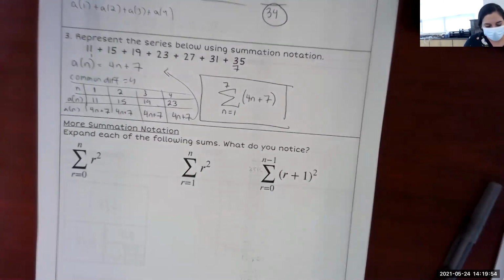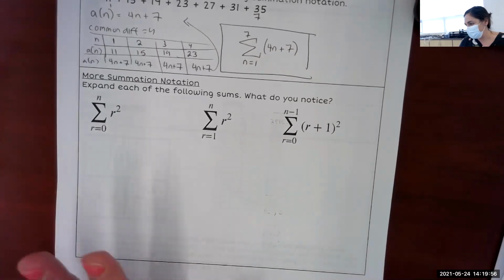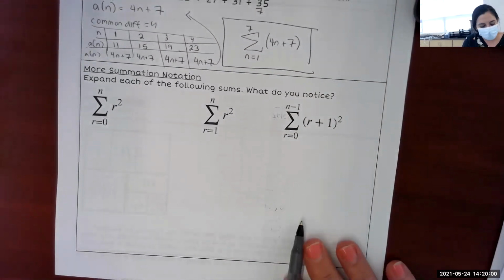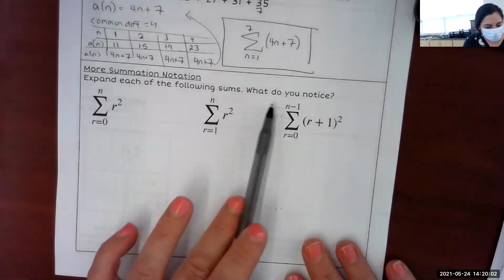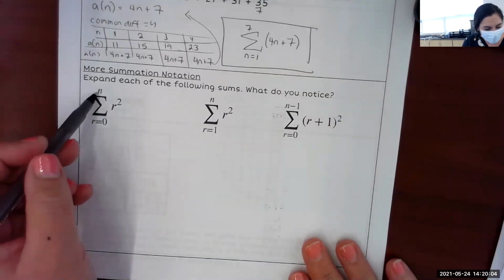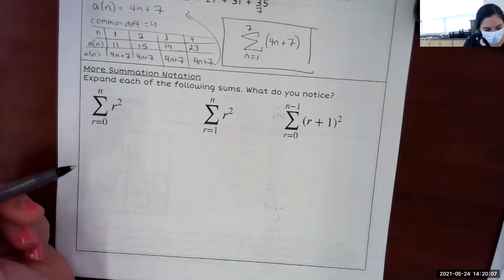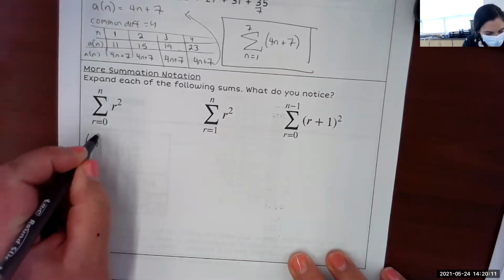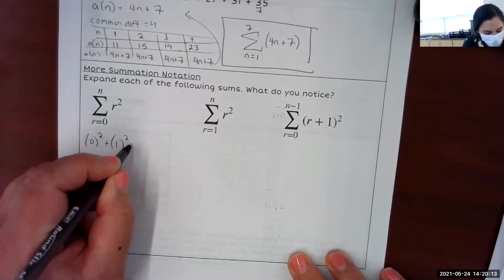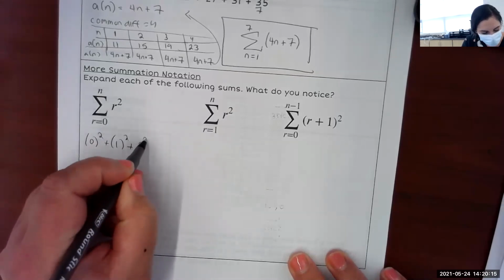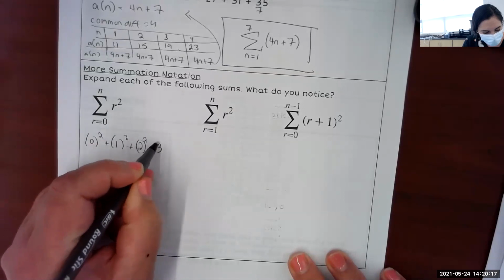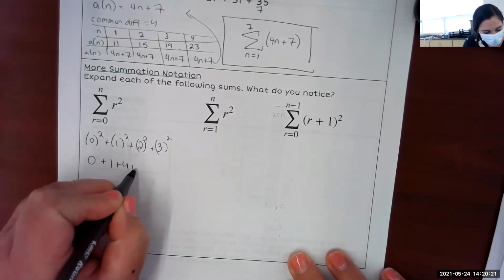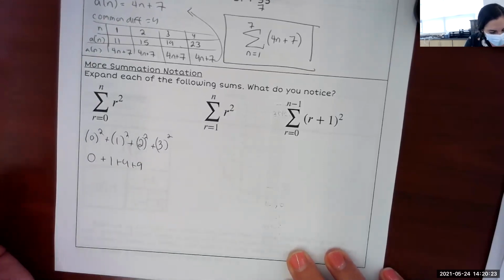Another thing, just the last thing about summation notation, then we'll summarize and you'll do your check for understanding. If we expanded each of these sums, we're not going to expand them all the way, but for r squared, if we had 0 squared plus 1 squared plus 2 squared plus 3 squared, let's just go to there, right? So that's 0 plus 1 plus 4 plus 9, right?